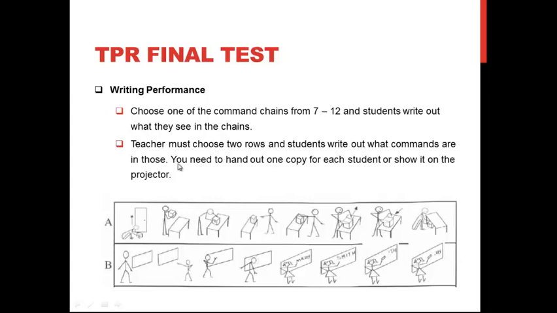They write, B, stand up and walk to the board, point to the board. They have to write everything that they see in the pictures. Okay, the whole chain, B and D. It shouldn't be hard.